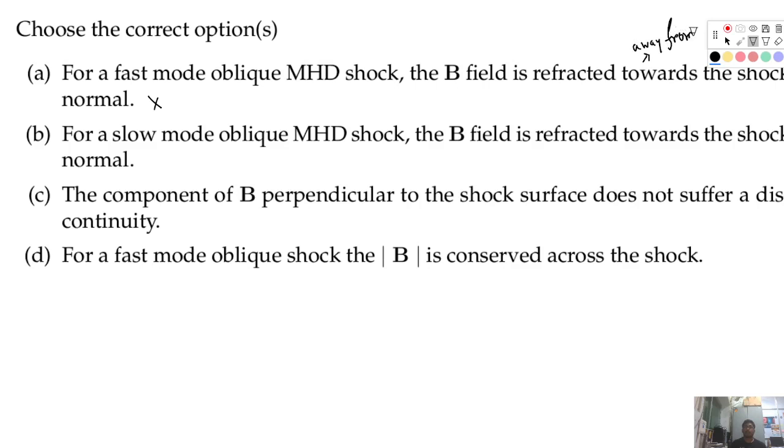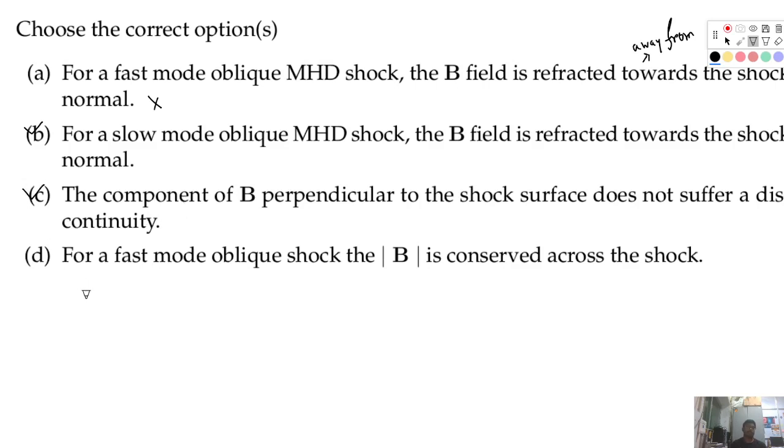Okay, now for the slow mode oblique shock, the B field is refracted towards the shock normal. So this one is correct. Now the component of the B magnetic field which is perpendicular to the shock surface does not suffer a discontinuity. We know this, that the component perpendicular to the shock surface will not suffer a discontinuity. Okay, this one is correct.